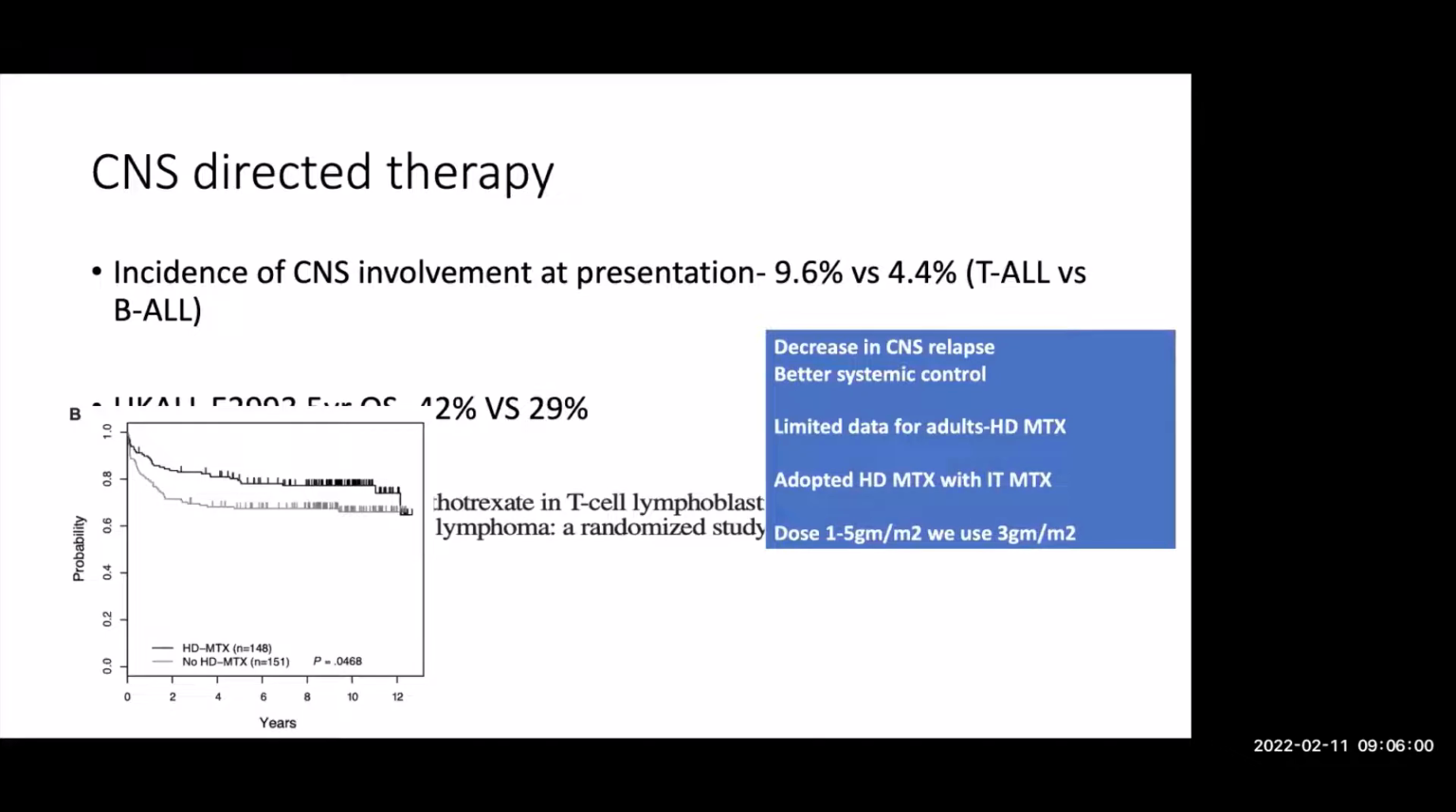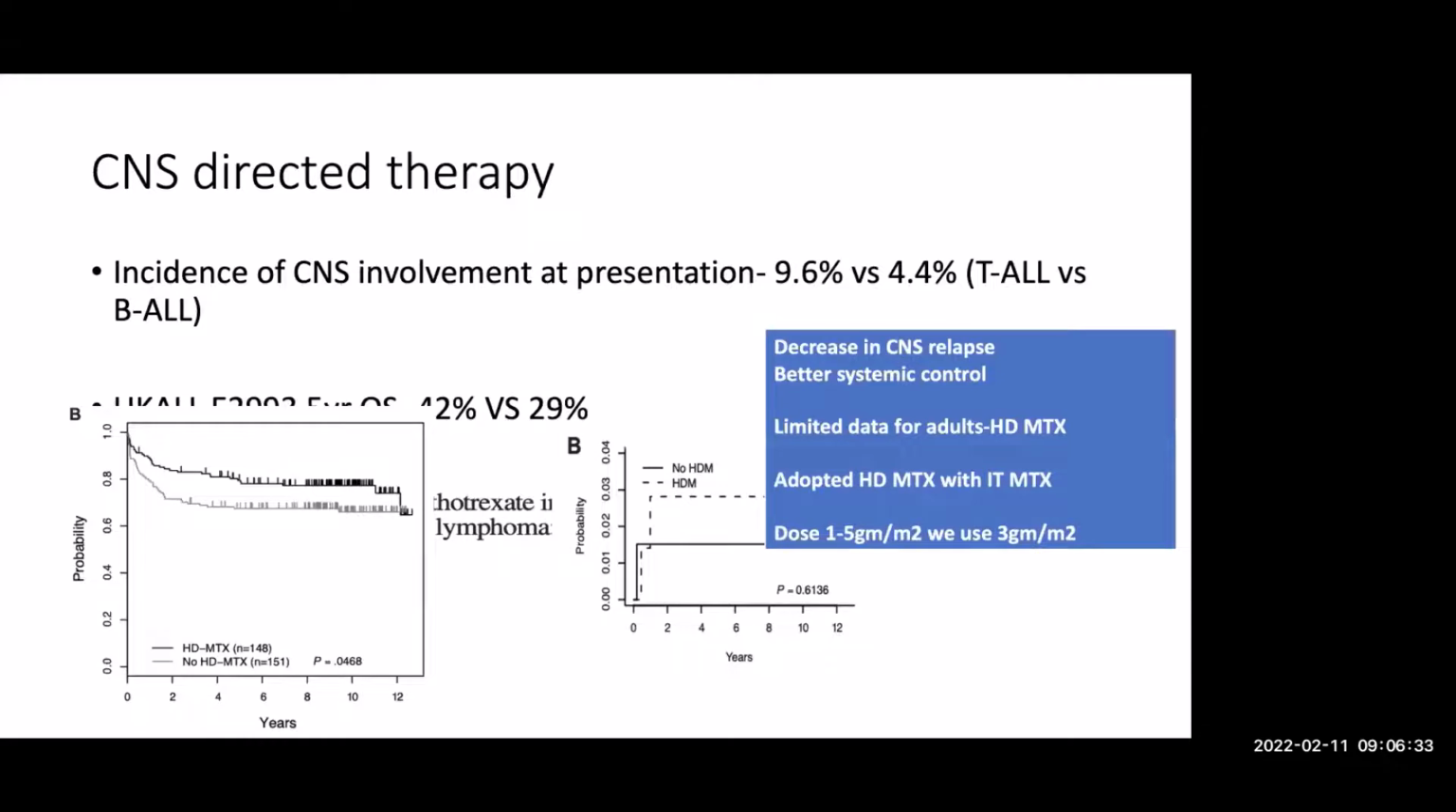And in adults with T-LL, there is limited data about high-dose methotrexate. However, we have adopted from pediatric protocols, and we use high-dose methotrexate with intrathecal methotrexate as a part of CNS directed therapy in T-LL. The doses usually range from 1 to 5 gram per square meter. We usually use 3 gram per square meter as a part of CNS directed therapy.